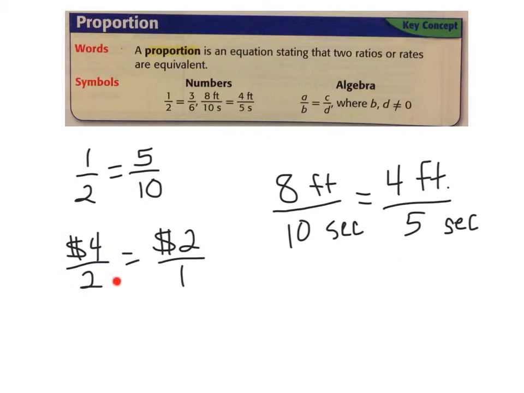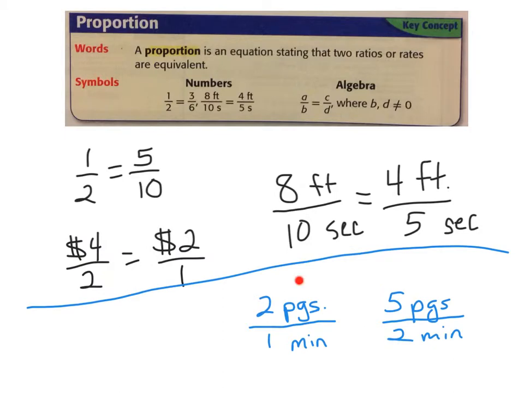Okay, or if we had something that was $4 for 2 of something, that would be the same as $2 for 1 of them. Or if something traveled 8 feet every 10 seconds, that would be the same as traveling 4 feet in 5 seconds. Those are all proportional, or proportions. If you were to read 2 pages in 1 minute and 5 pages in 2 minutes, those are not proportional. And we're going to see how you can figure that out here in just a second.